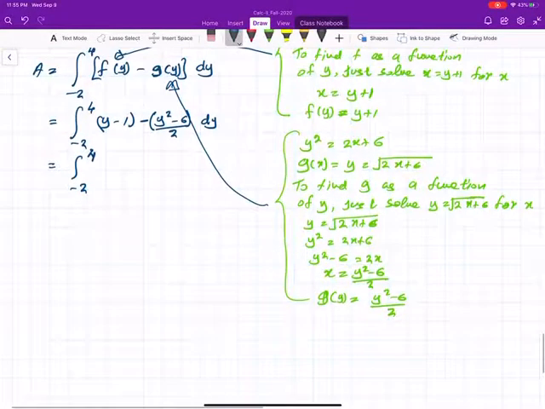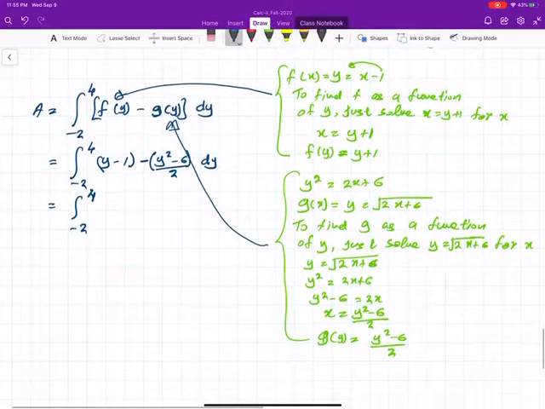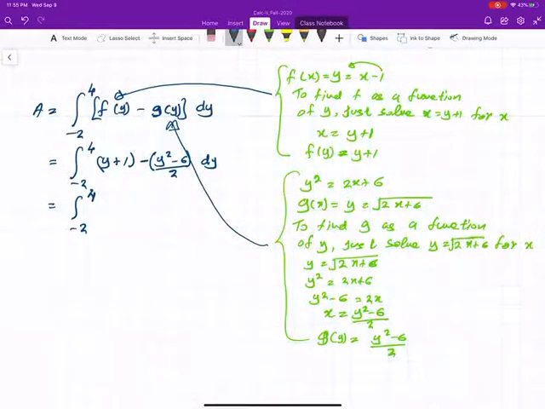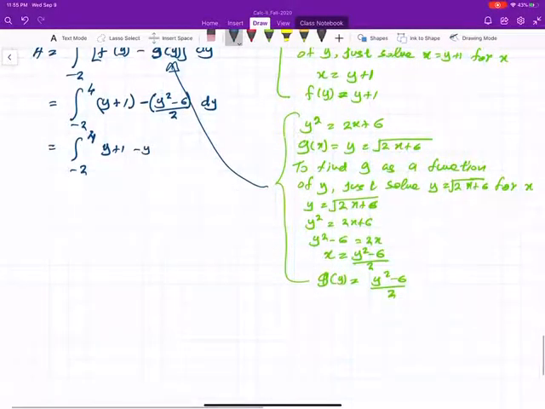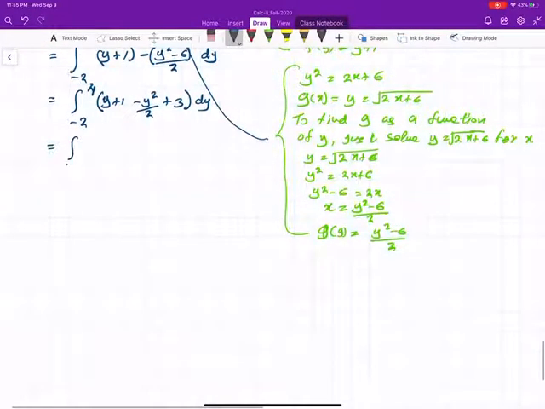Here this should be y plus 1. Then this is y plus 1, and then this should be minus y square over 2 plus 6 over 2 is 3, dy. Again simplify, integration from minus 2 to 4, y minus y to the power 2 over 2, and then this should be plus 4, dy.